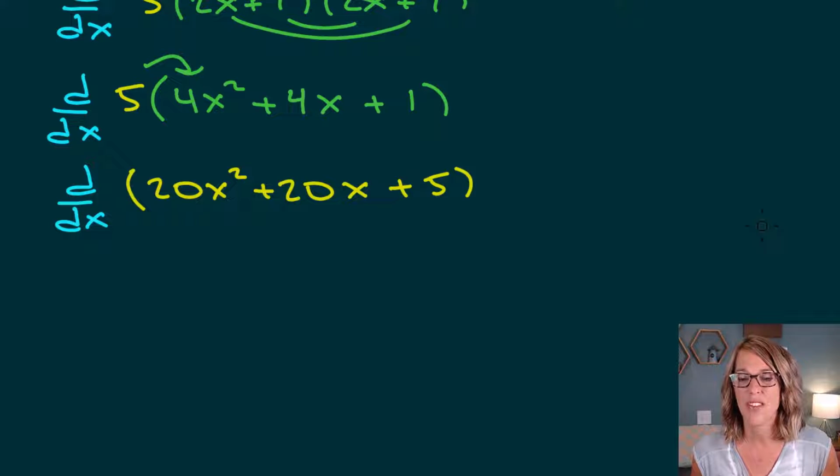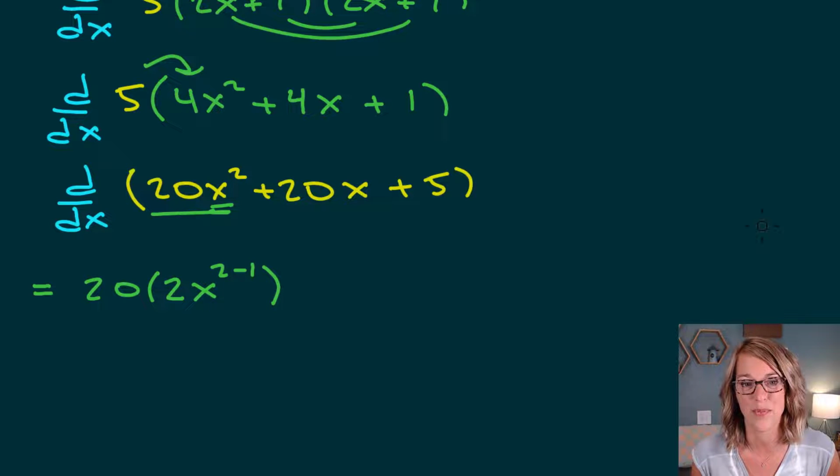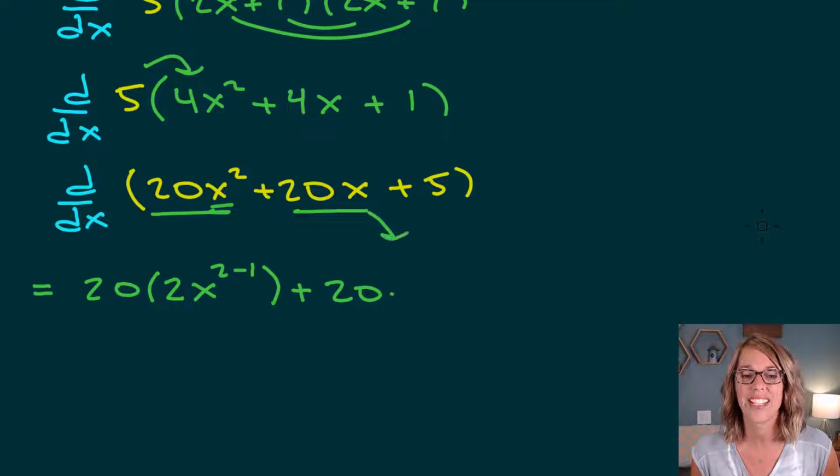So applying my derivative, I'm going to start with the derivative of 20x squared. The 20 is out in front as a constant multiplier, and then I'm going to take the derivative of the x squared. 2 comes out in front, and I get x to the 2 minus 1, applying that power rule. Next, 20x. So that's going to be plus, the 20 comes out in front, and the derivative of x is just 1. Finally, the derivative of 5, any constant, the derivative is equal to 0.